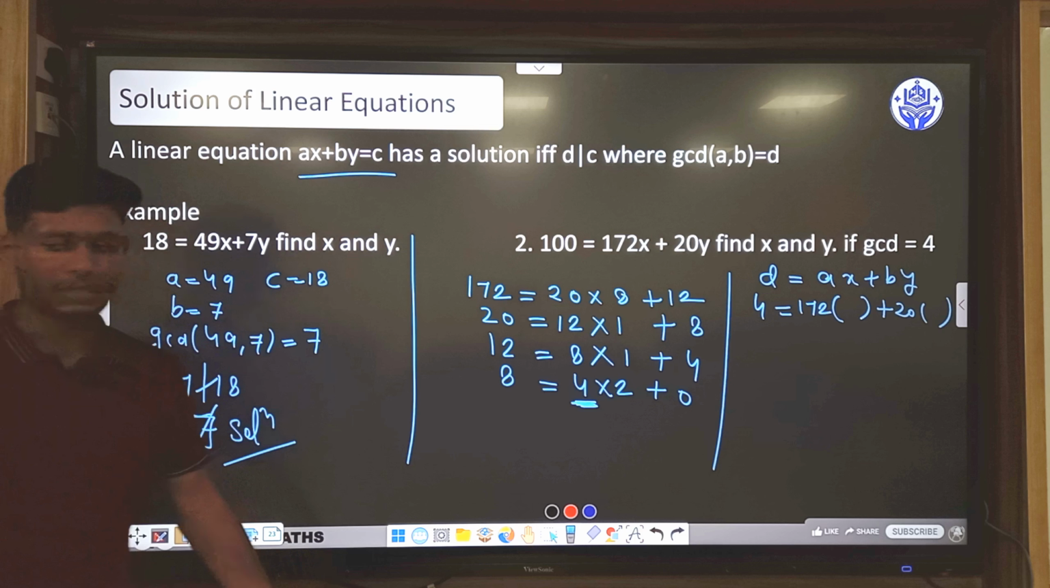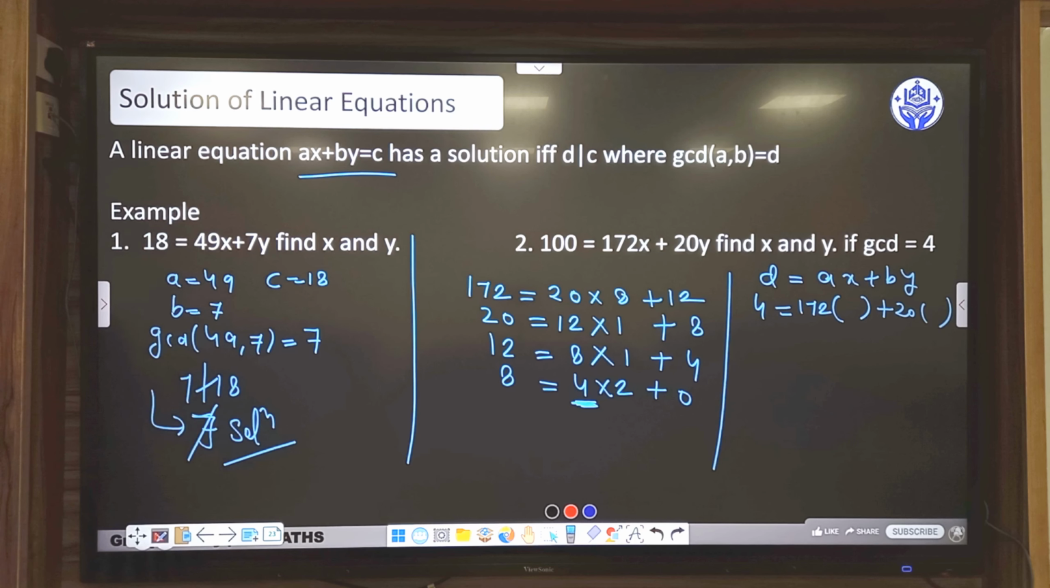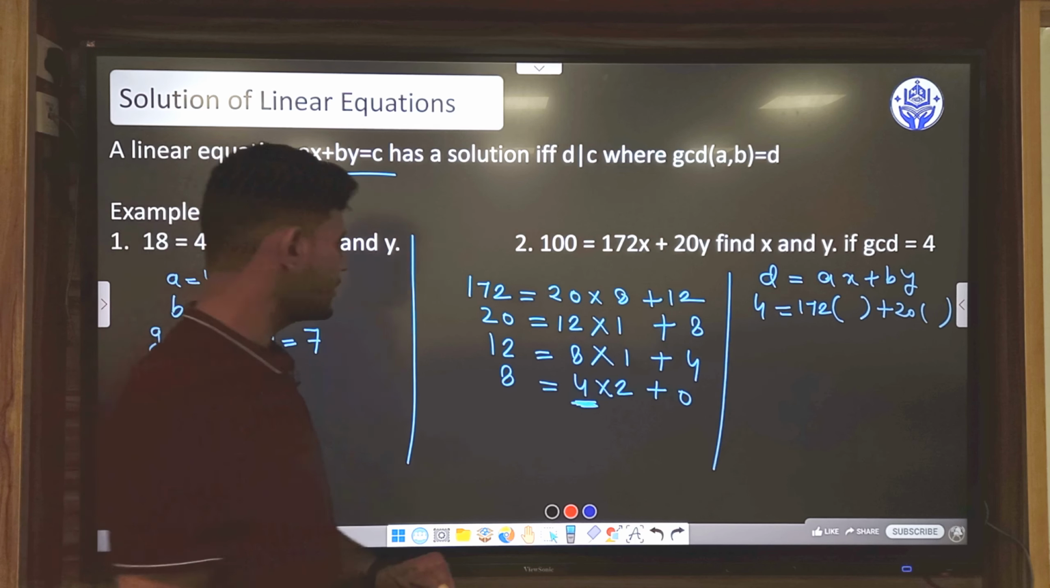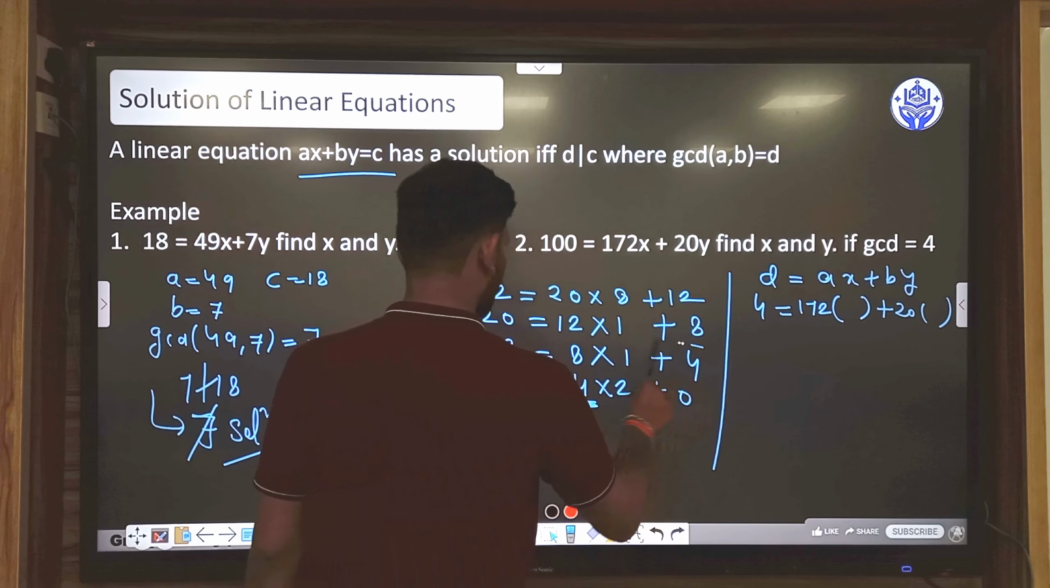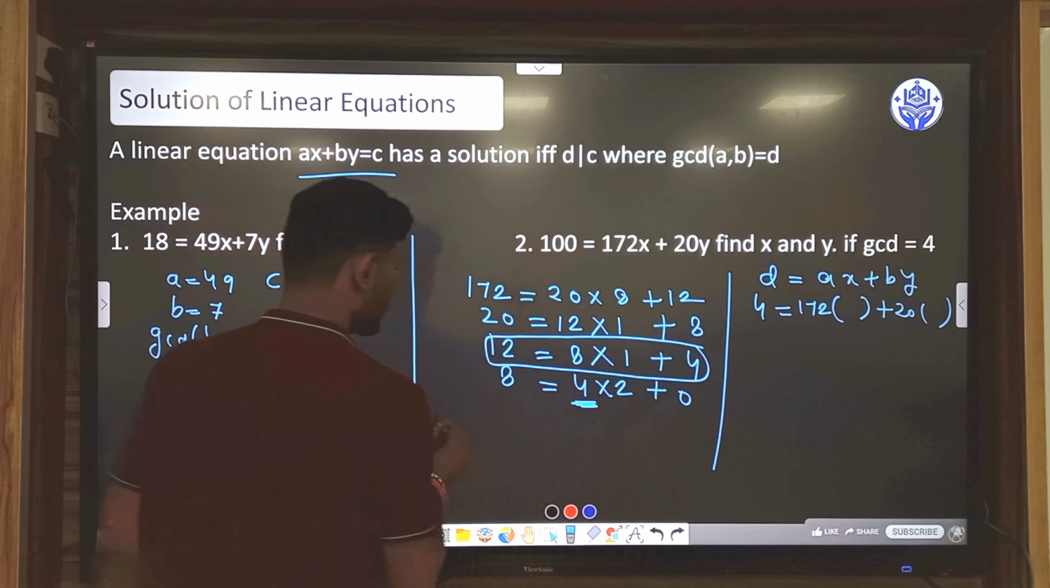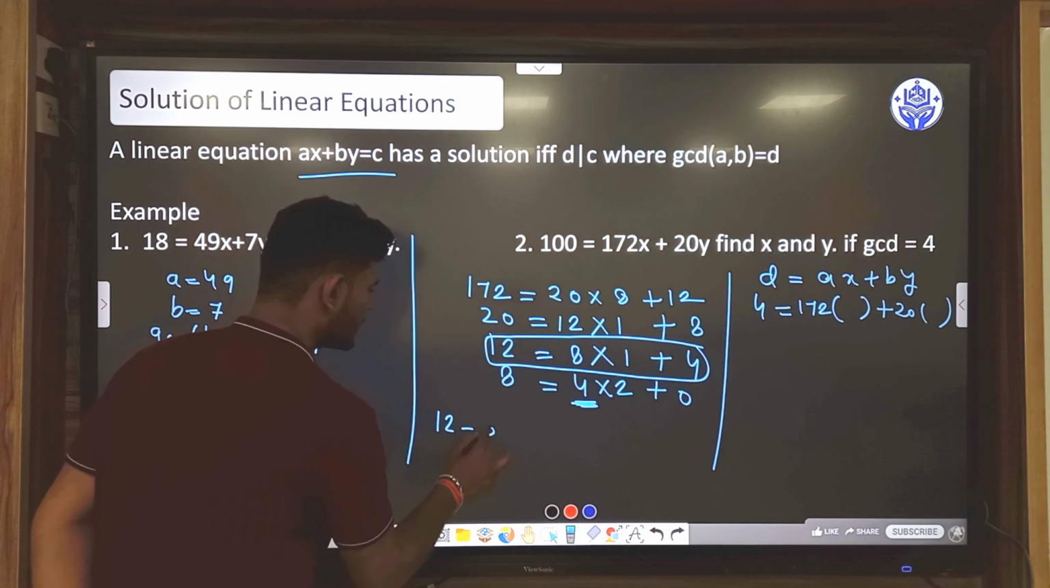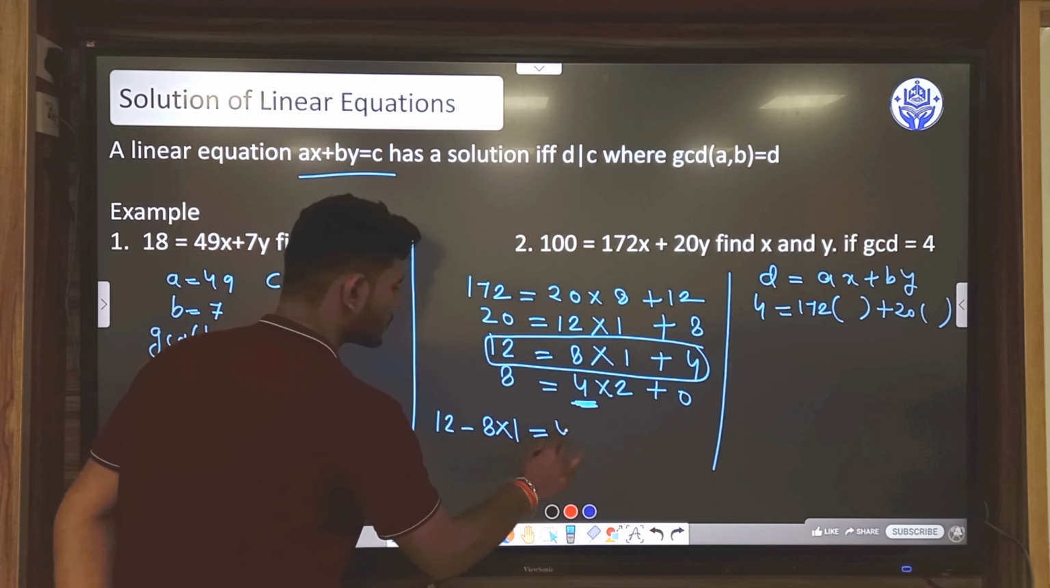So there is again a calculation part here. I will just write like this. Simply I will start with this part. Where is the 4 coming from? Okay, can I take this equation from here? So it is 12 minus 8 into 1 is equal to 4.